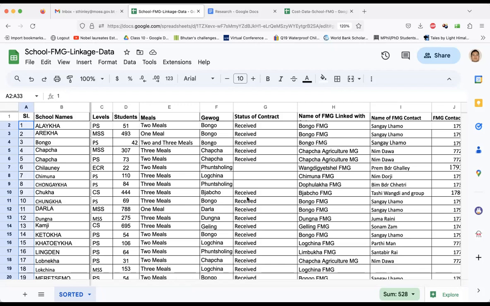So far, no review of school marketing. This will be one objective. Okay, please note down if you have time, but this will be one objective of the research. No review of the school FMG and hospital marketing linkage was ever conducted in Bhutan.